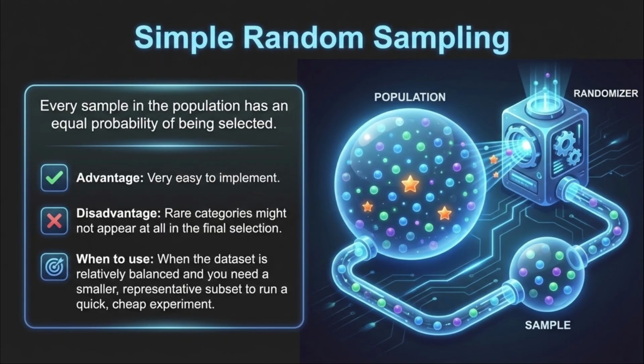So let's deep dive into that. Simple random sampling, similarly, has an equal opportunity. Disadvantages, as we discussed, rare categories might not appear at all in the final selection. We'll use it if we feel the data set is relatively balanced and you need a smaller, quick representation of the subset to run a cheap experiment. But in production, most people won't use it.